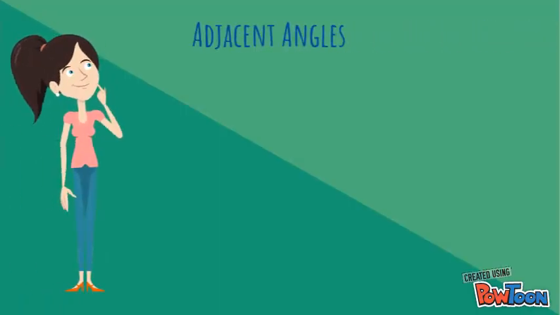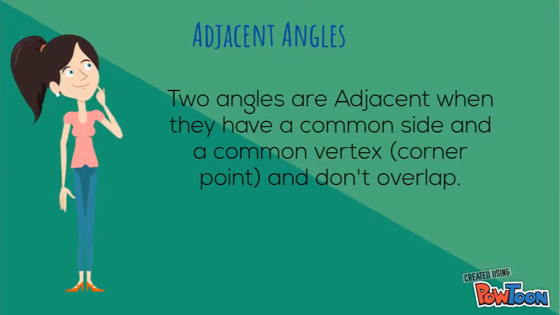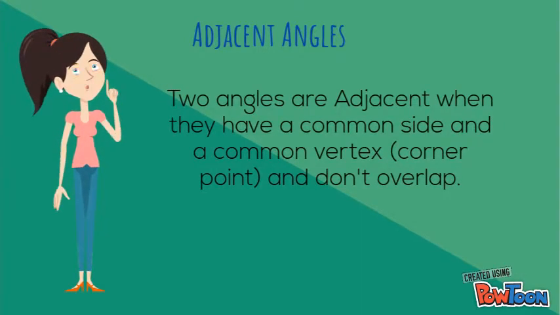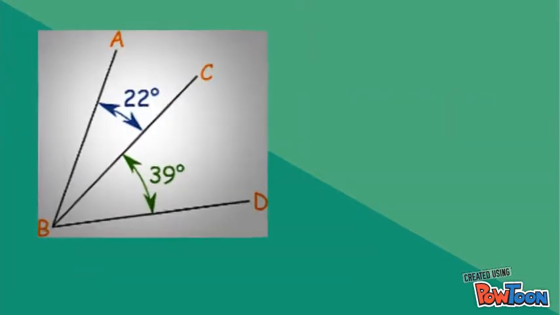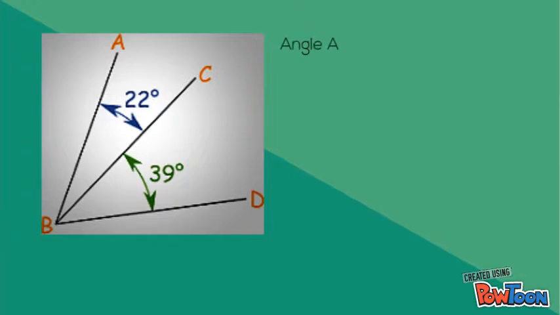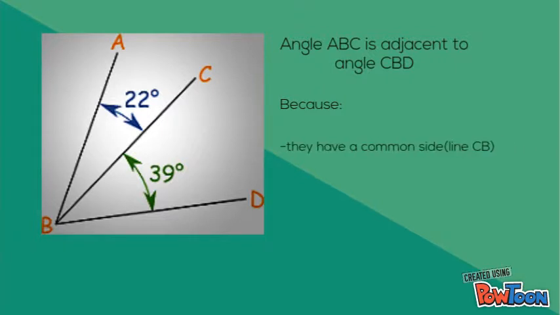Adjacent angles. Two angles are adjacent when they have a common side and a common vertex or corner point and don't overlap. For example, angle ABC is adjacent to angle CBD because they have a common side, the line CB.